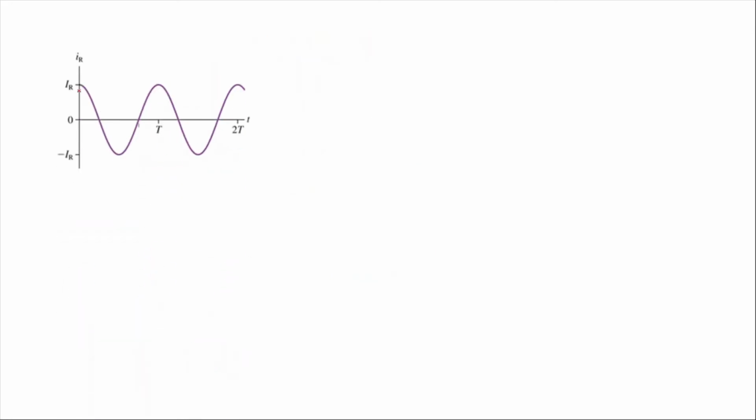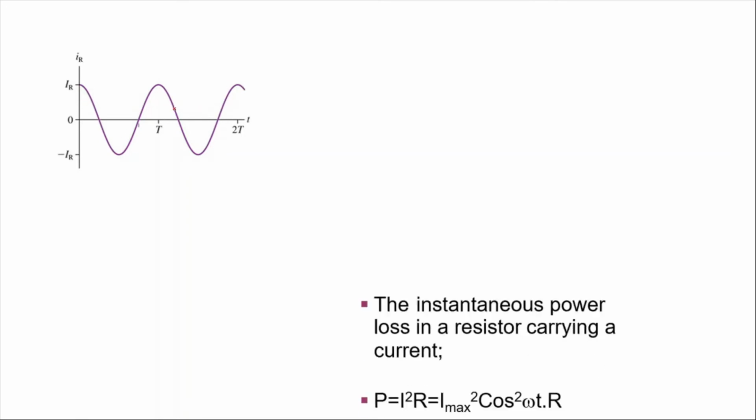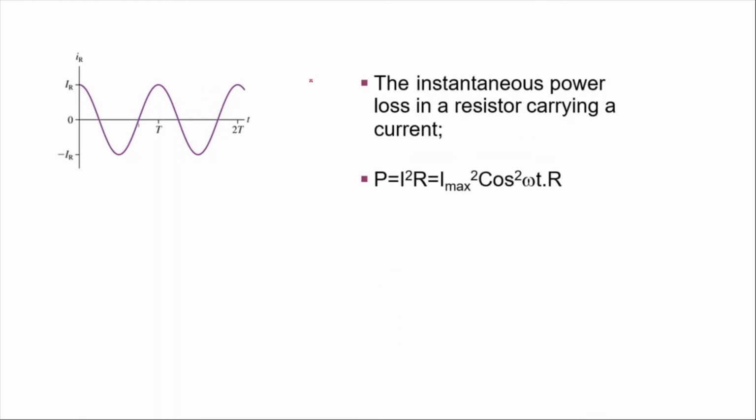So we know that the current in an AC circuit has such a change. The graph is something like this. For the instantaneous power loss in the resistor, remember from DC current, power is equal to I squared R. Similarly, in an alternating current circuit, again power is equal to I squared R. But in this case, the current has a changing nature. It is changing with I equal to I max cosine wt, and power is I squared R.